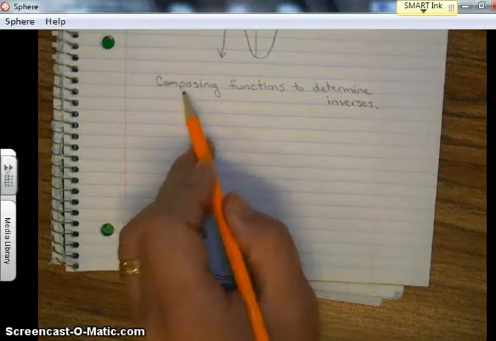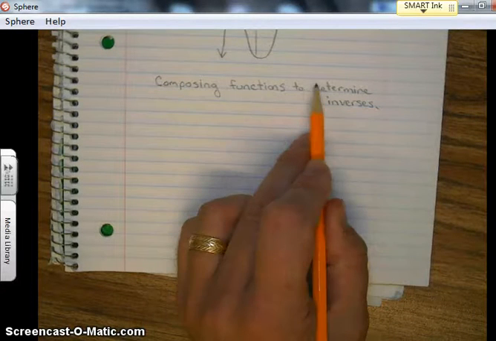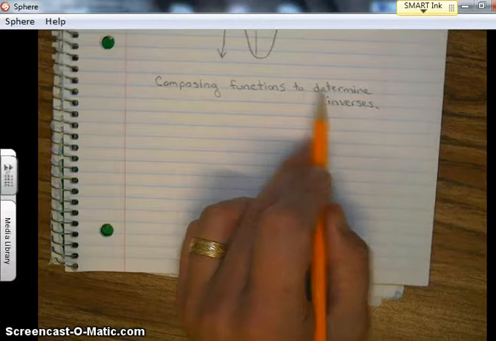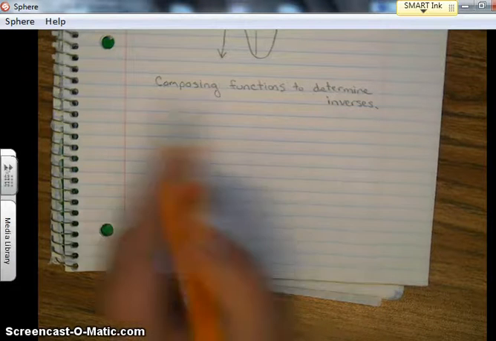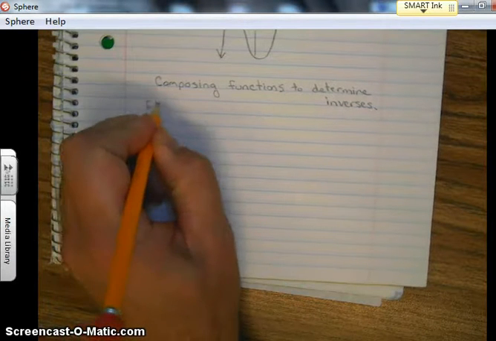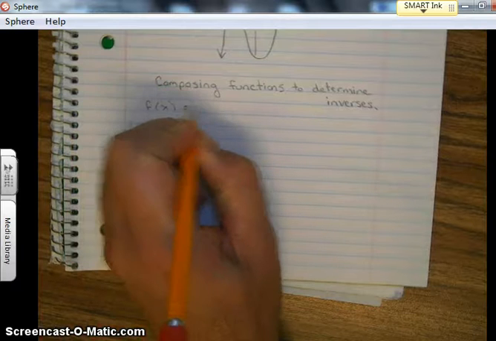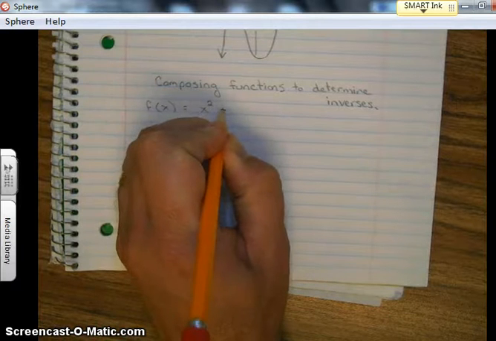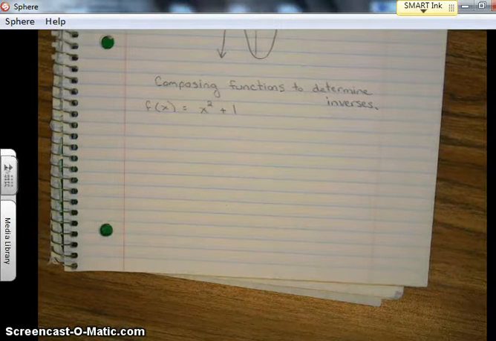Okay, we're going to look at composing functions to determine whether or not they're inverses of each other. So let's go ahead and start off with a function. Here we have a quadratic function, and we want to find the inverse.